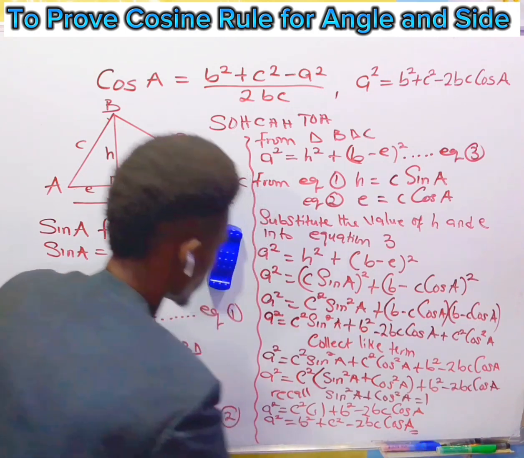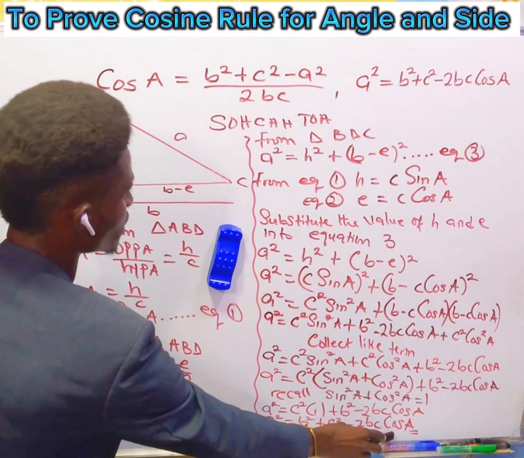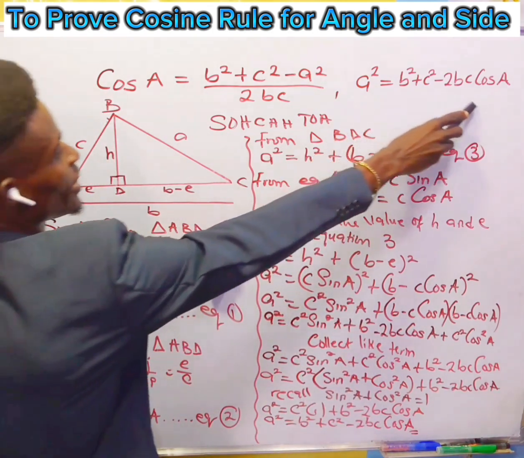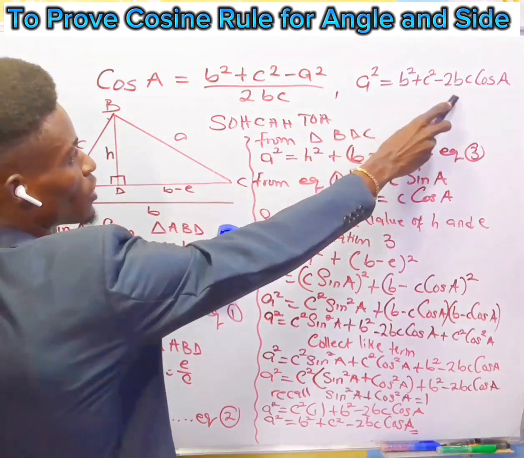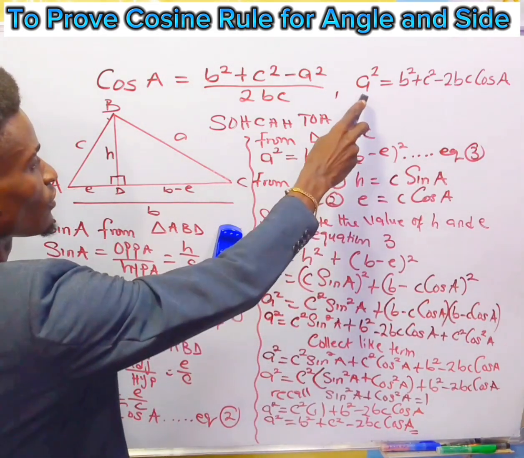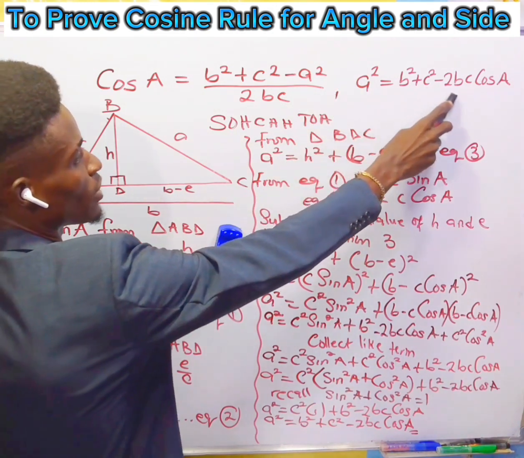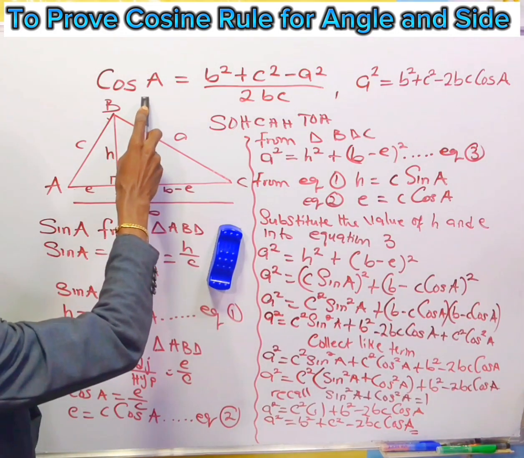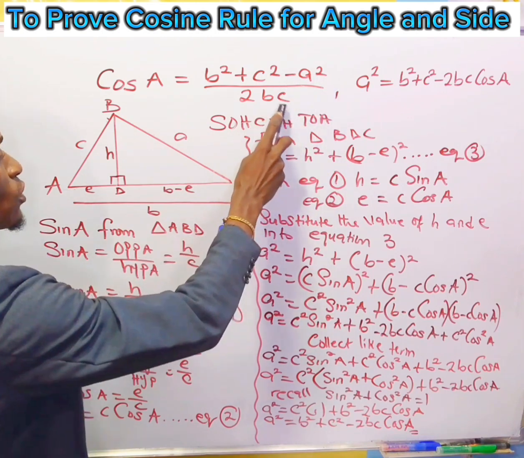Now, if you compare A square equal to B square plus C square minus 2bc cos A with the cosine formula, when we are looking for side A, which is A square equal to B square plus C square minus 2bc cos A, so it has been proven, which means we've proved that the square of side A is equal to B square plus C square minus 2bc cos A. So now, let's go further to prove cos A equal to B square plus C square minus A square over 2bc.